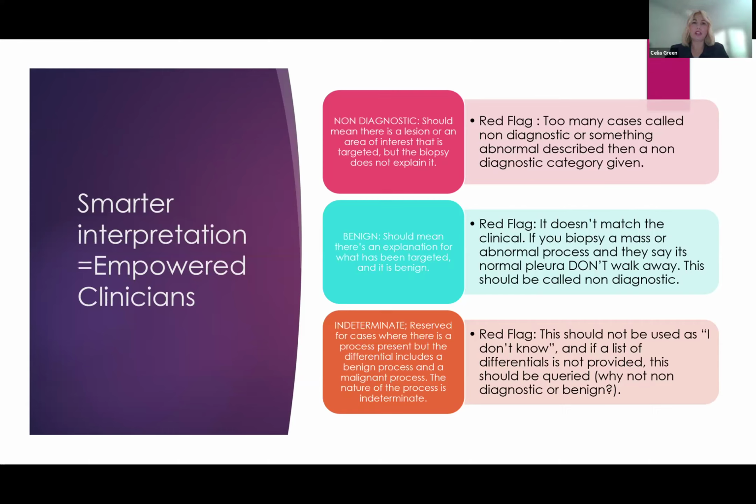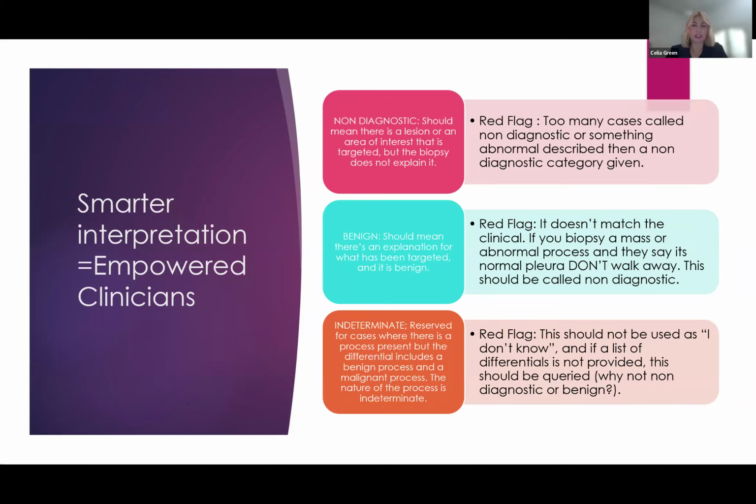So, non-diagnostic category. This should mean that there's a lesion or area of interest that you've targeted. There's an area of pleural thickening and you've tried to biopsy it, but the biopsy doesn't explain it. So a red flag for you should be if too many cases are called non-diagnostic by your pathologist, or they describe something abnormal and then a non-diagnostic category is given. You need to further look into that.